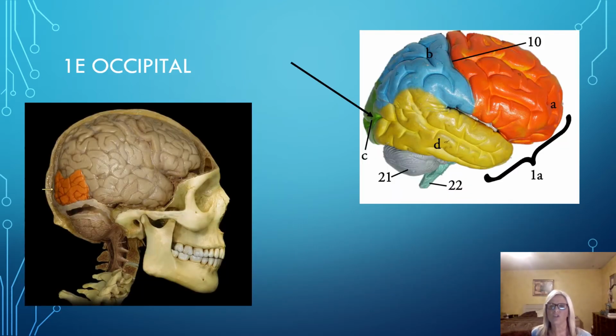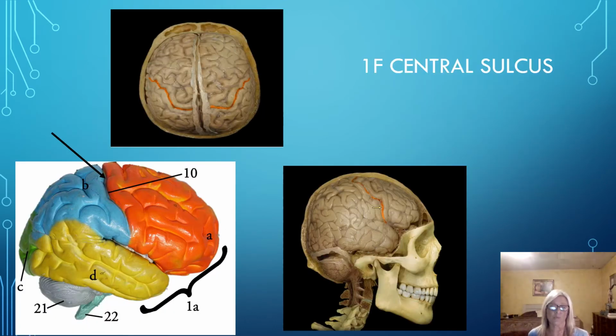All right, so this one is a little harder to see. It's the green portion here. It's the occipital lobe, which is at the back of your head, near the occipital bone. This is the posterior portion of the brain, and this is where our visual processing center lies. So we still have the insula, but we'll look at that in just a moment.